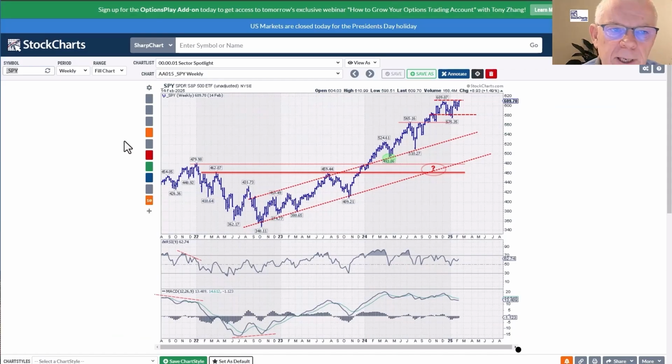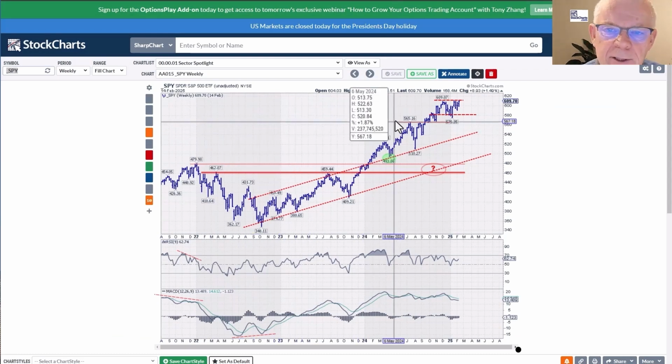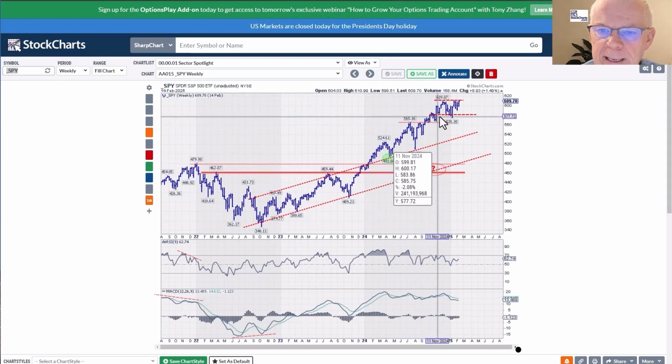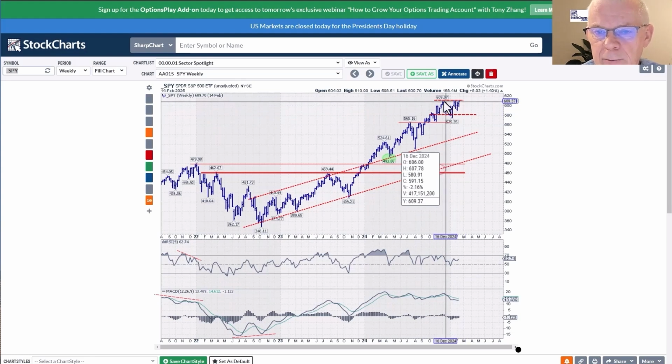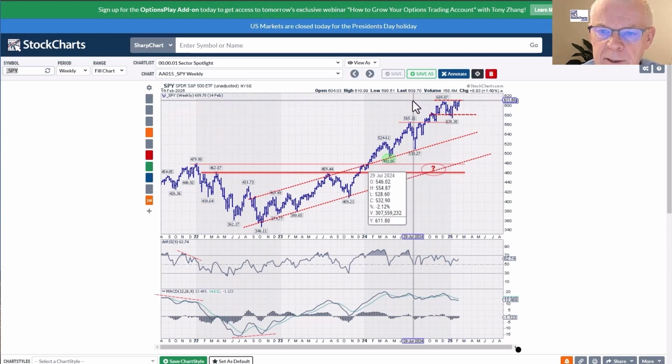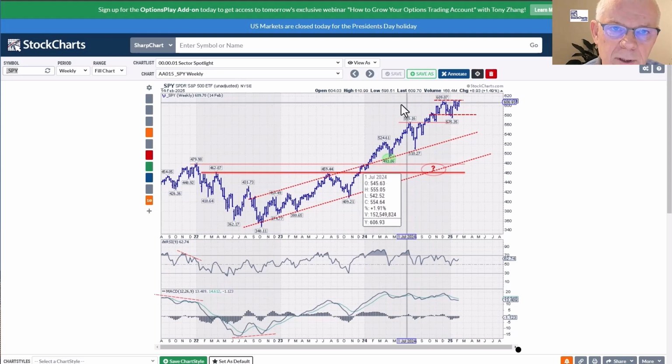So a quick look at the weekly chart of SPY. You see that it is still captured in that trading range. However, last week shows a strong week with a close towards the high of the week, pushing against that overhead resistance, let's say around 610. That's going to be the line in the sand. If we take out 610 to the upside, that's probably going to trigger a renewed acceleration for the stock market.